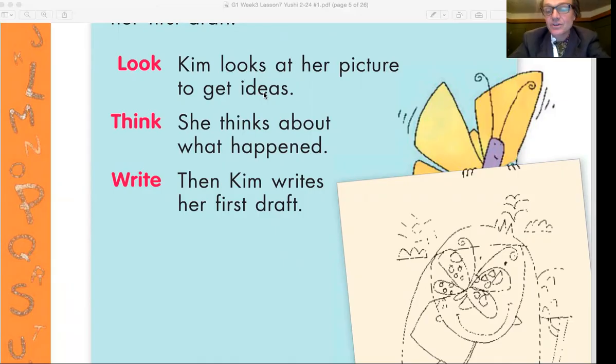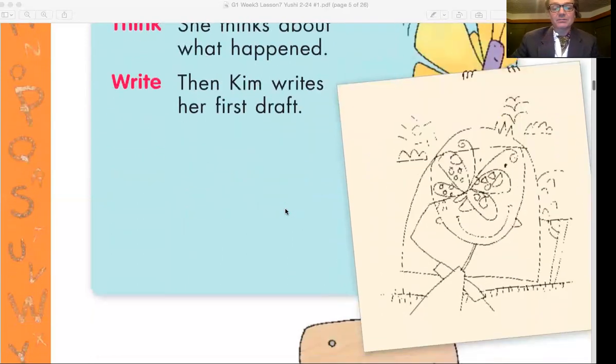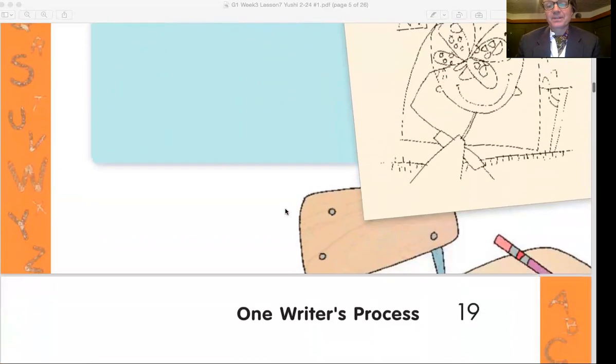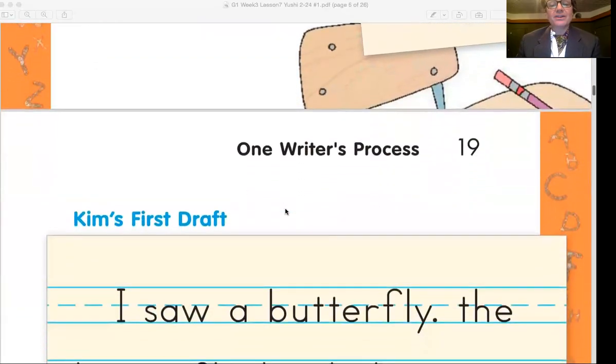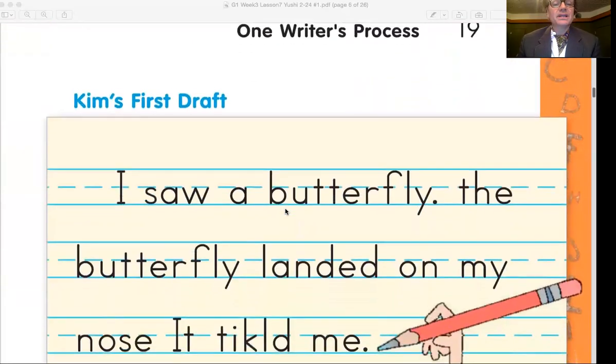Oh, that's a good way to use it. She gets some ideas, and then she thinks. She thinks about what happened, and then she writes. Then Kim writes her first draft. That's simple. Nice. Let's keep going. Oh, there's that picture. She's looking at it. So, one writer's process. Oh, here, Kim's first draft.